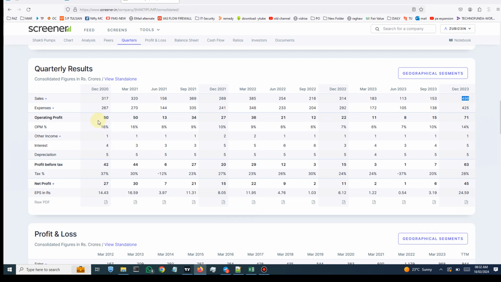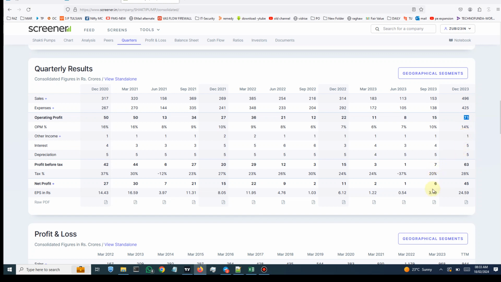Now, if we analyze the operating profit of the stock, we see that the maximum the operating profit which the company showed was around 50 crores, right? That was in December 2020. But this quarter, the operating profit is around 71 crores, and it has jumped from 15 crores to 71 crores. So it's a jump of almost around 500% that the stock has shown.